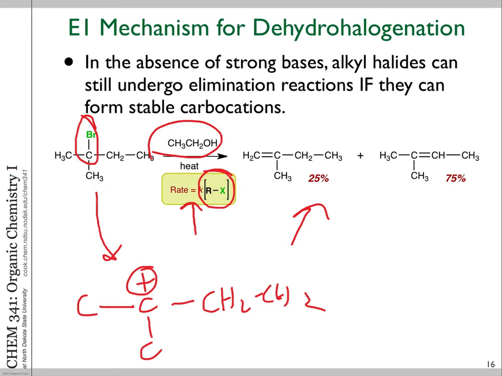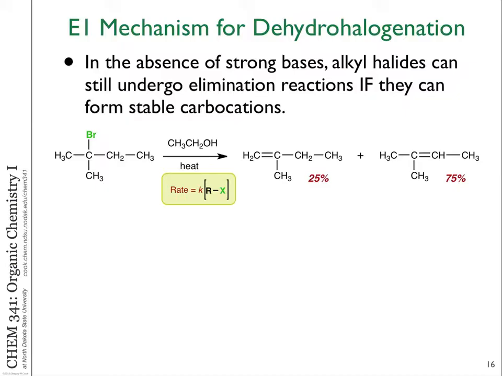But again, only if it's a tertiary substrate will it undergo E1 elimination mechanisms, and without the presence of a base. If we added strong base to this, you wouldn't need to form the carbocation. The base would pull off the proton at the same time.